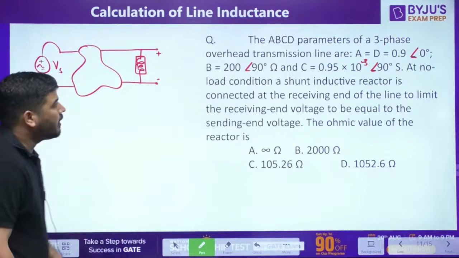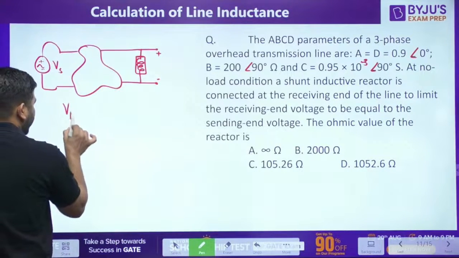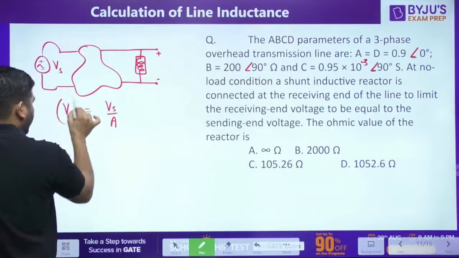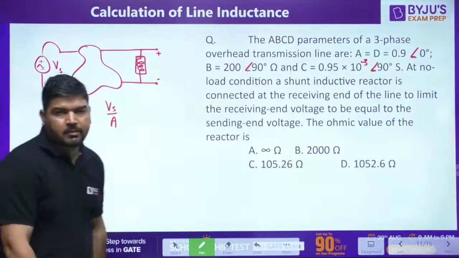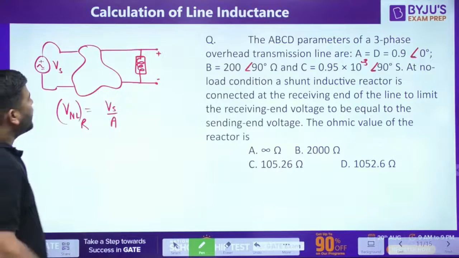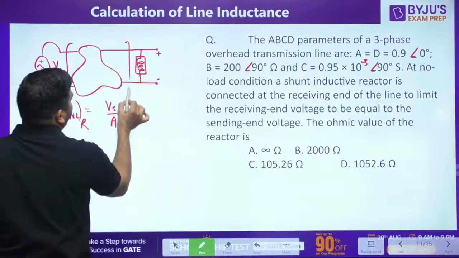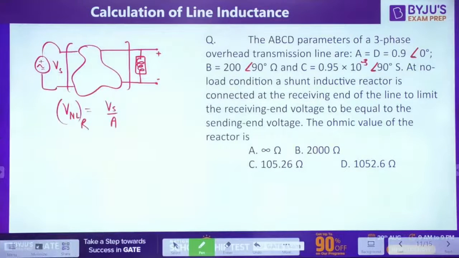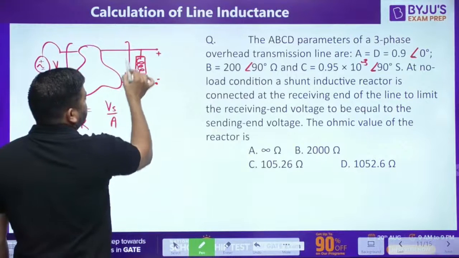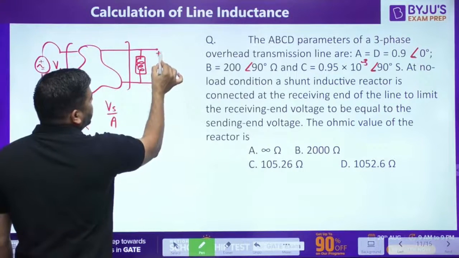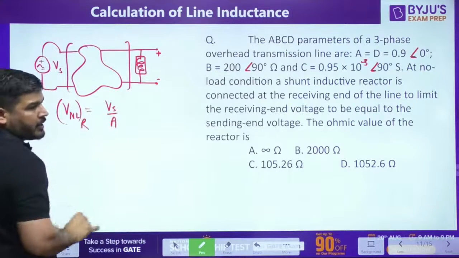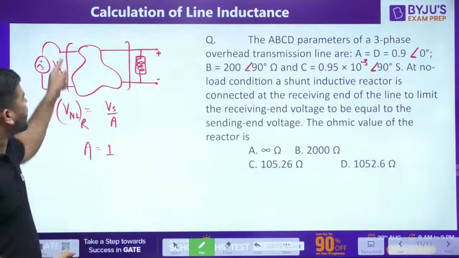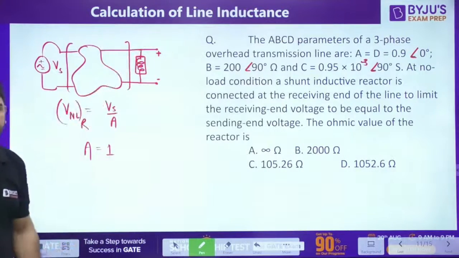We know that the no load receiving end voltage is given as Vs by A. Now, for this network, ABCD is given to us. If I want to connect this reactor, then this no load voltage has to be equal to this supply voltage. It means this A has to be 1. After connecting this reactor, the overall A has to be 1.